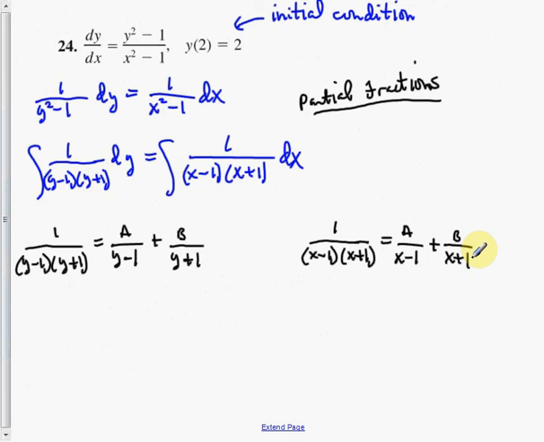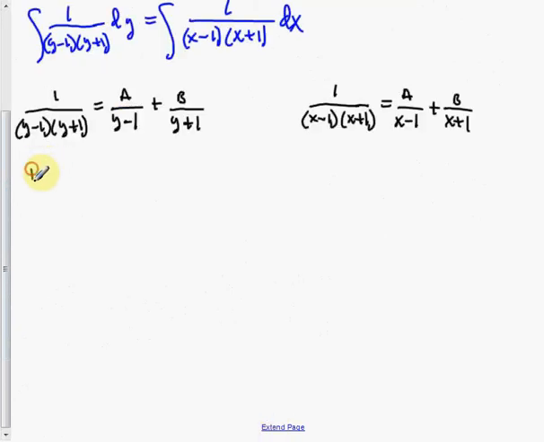Notice that the left side is almost the same as the right side. It's just, instead of x, it's a y, right? So I'm going to solve the left side, and whatever answers I get for a and b, they'll be the same thing for the right side for a and b. Do you see that? So instead of having to do too much work, here we multiply both sides by the LCD, so we get 1 is equal to a times y plus 1 plus b times y minus 1.